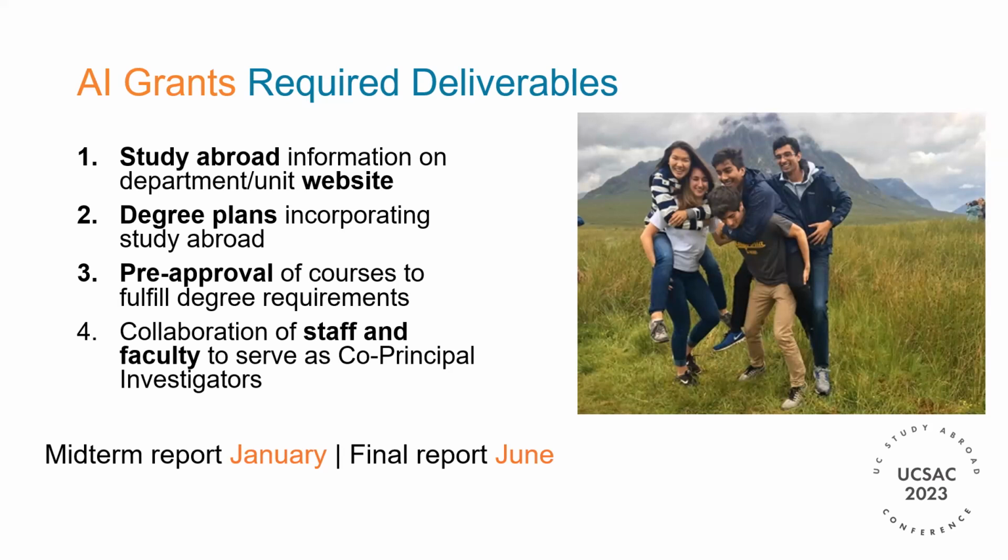And the fourth requirement, and a unique one we think of the grants program, is the collaboration of 1 staff and 1 faculty member within the academic department to serve as co-principal investigators. So this acknowledges the important role of both faculty and staff who shape policy for study abroad, approve courses, and put in the work to help students seamlessly integrate study abroad into their time at the UC.